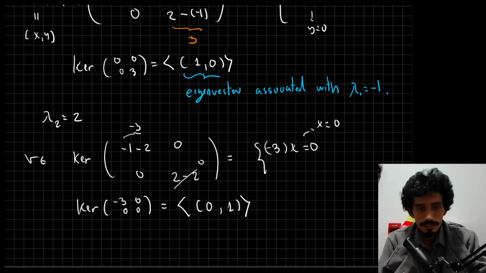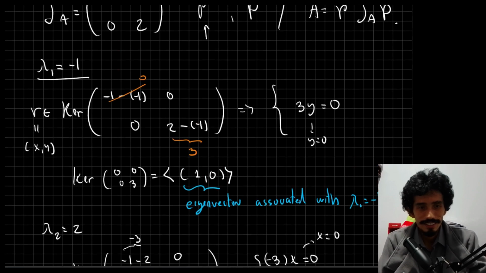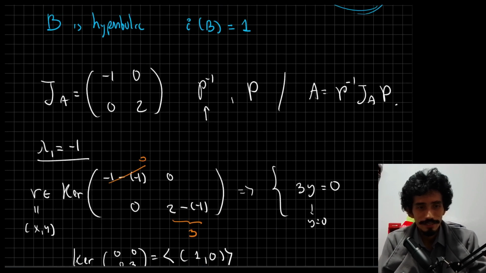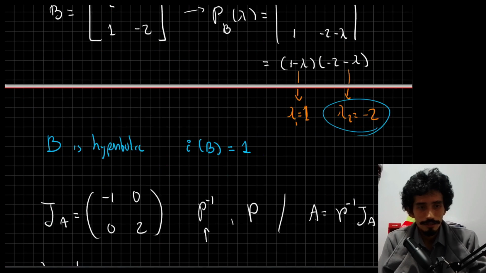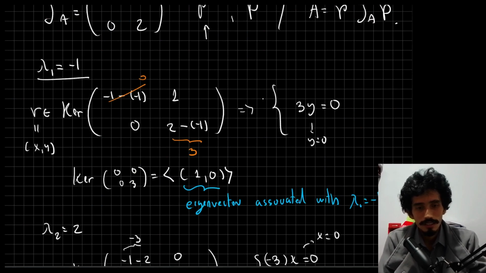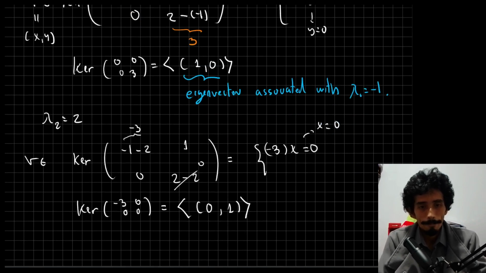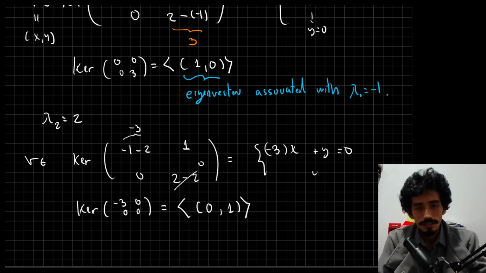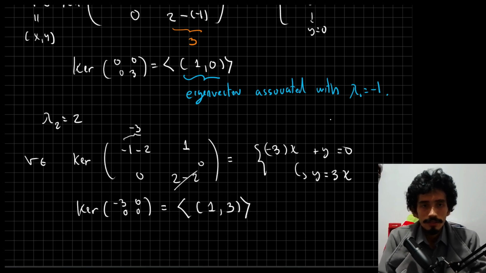Wait, there's a mistake, I think. I forgot to write 1 here. So it was here the y is equal to 0, and it's the same, but here there's a change. It would be -1 plus y equal to 0, and so y is equal to 3 times x, so this is 1, 3. Now we are good.